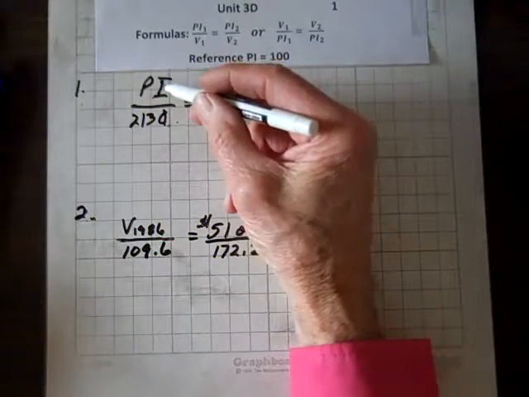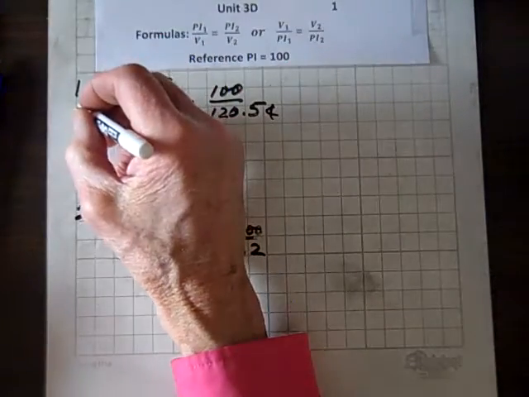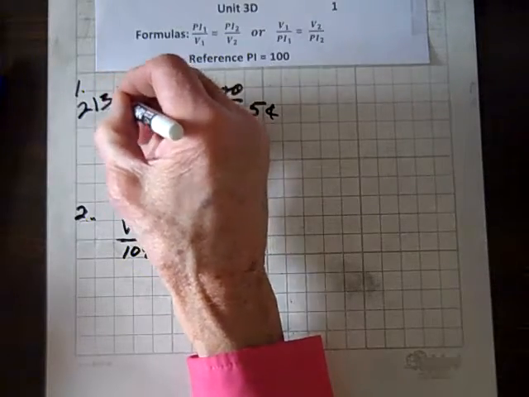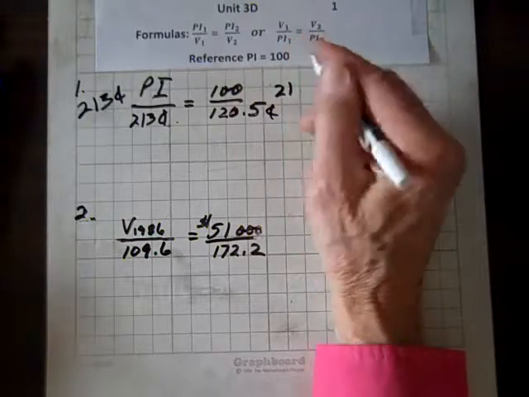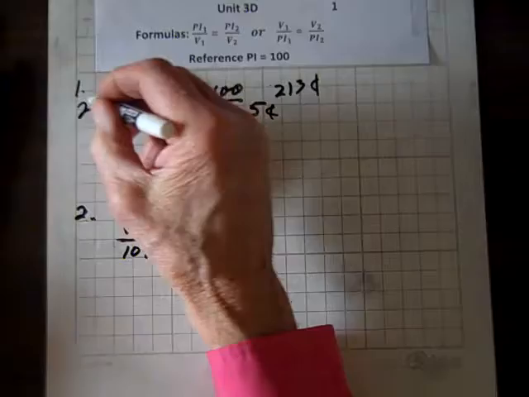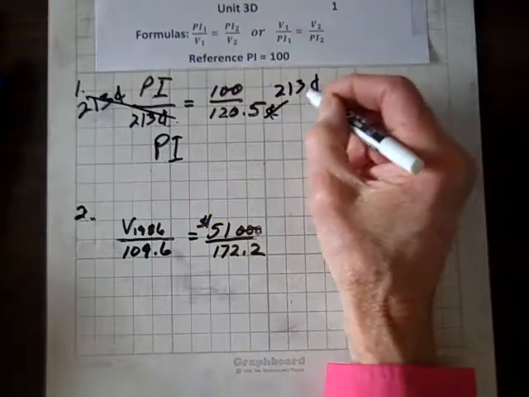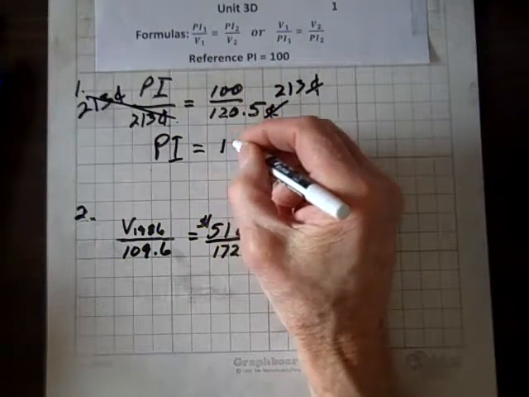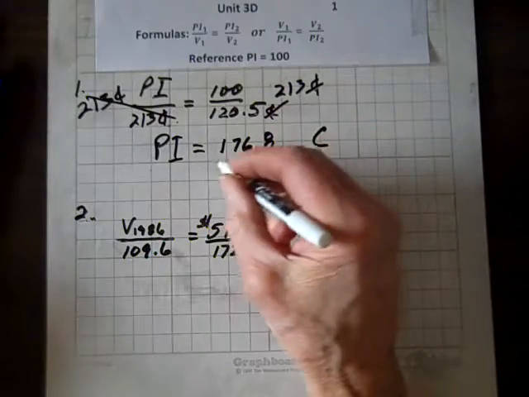Now we'll multiply. By the way, this is index over value, index over value. Now to isolate the price index, we'll multiply both sides by 213 cents, or 213 cents. These divide out, and by the way, the cents divide out. When we're all done and carry out that product, we get a price index of 176.8, and that's selection C.